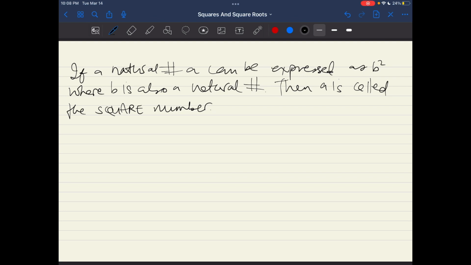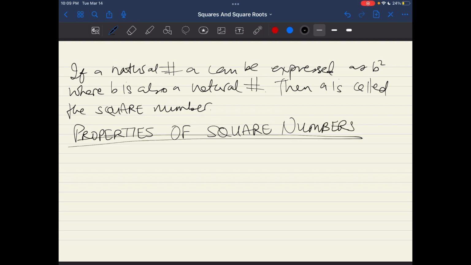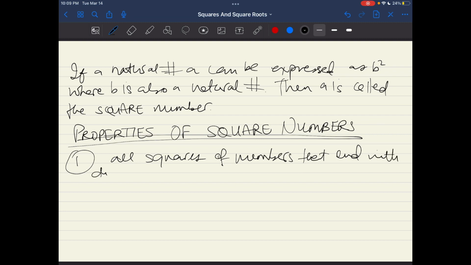Now let's talk about the properties of square numbers. Let's look at all squares of numbers that end with digit 1 or 9.